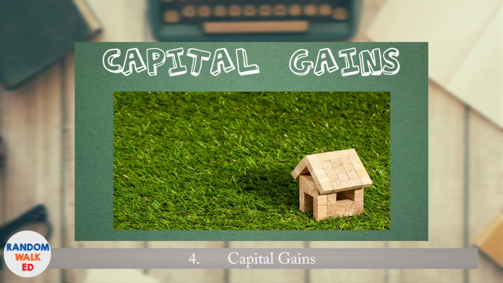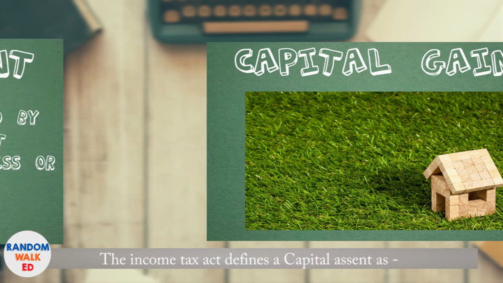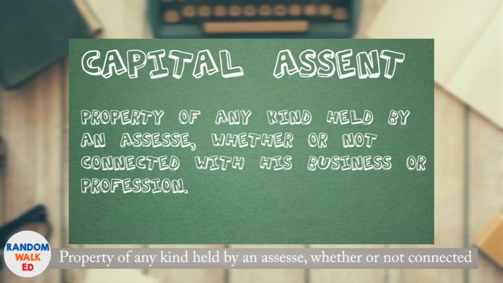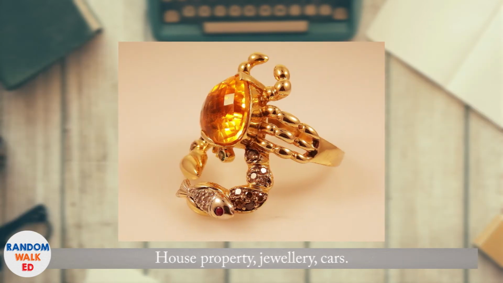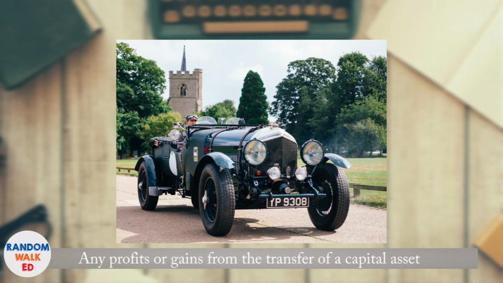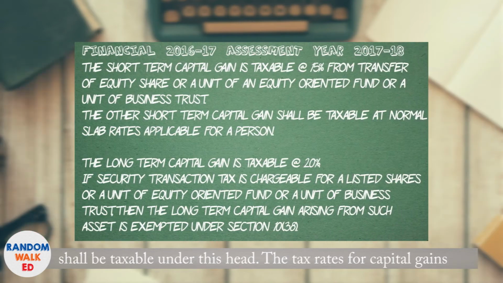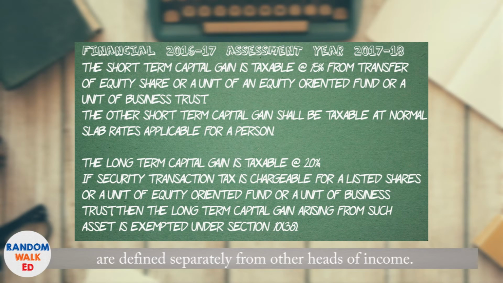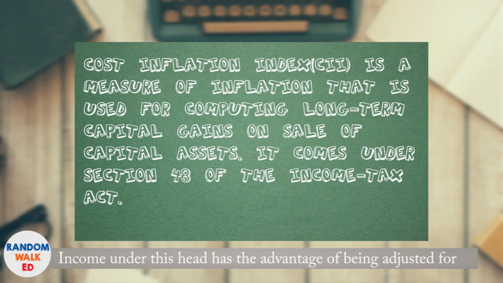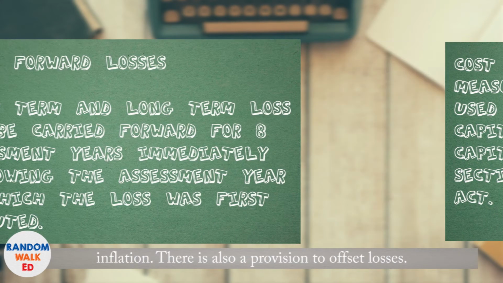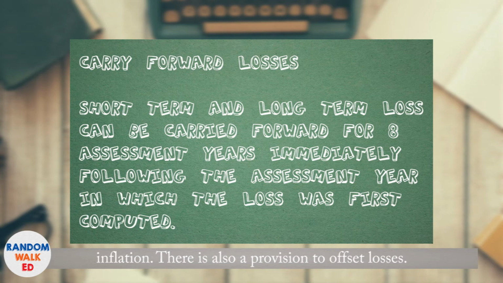Fourth, capital gains. The Income Tax Act defines a capital asset as property of any kind held by an assessee, whether or not connected with his business or profession. Some examples would be house property, jewelry, and cars. Any profits or gains from the transfer of a capital asset shall be taxable under this head. The tax rates for capital gains are defined separately from other heads of income. Income under this head has the advantage of being adjusted for inflation. There is also a provision to offset losses.